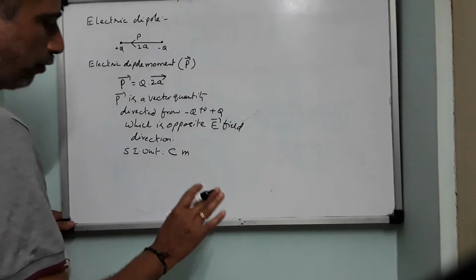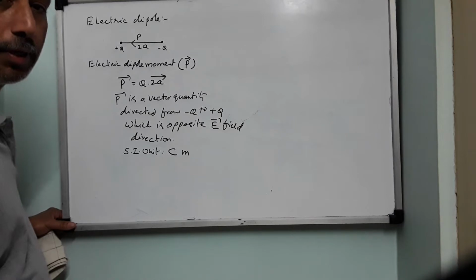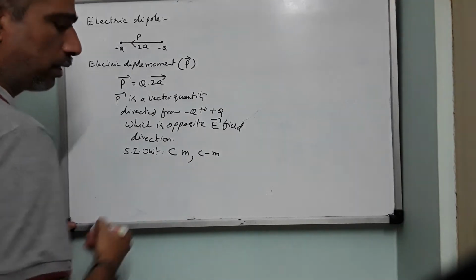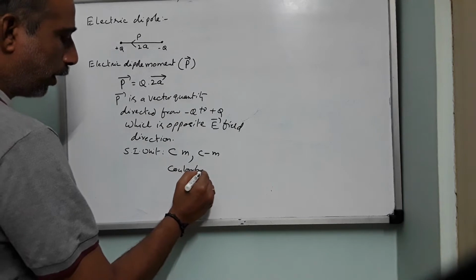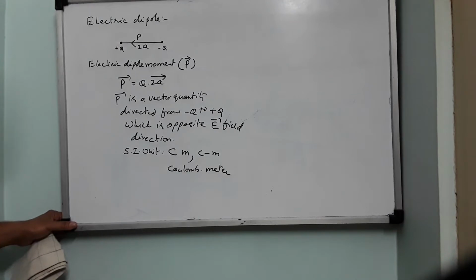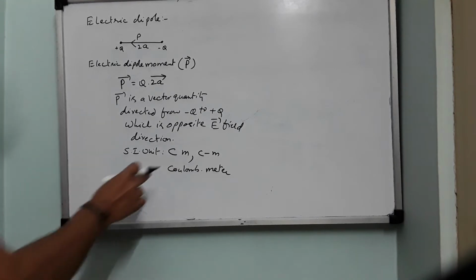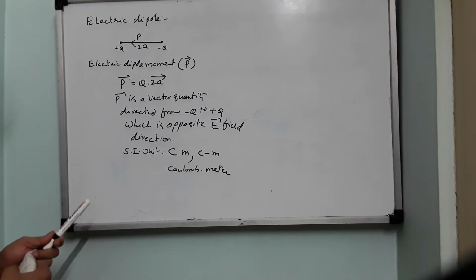If you are not bothered much about the rules and signs of writing units, simply you can write coulomb into meter like this, or you can write it in full, coulomb into meter. Nothing wrong, because we are representing only the unit. Don't bother about the rules of writing the SI unit, because we say that there should not be any punctuation marks while writing the SI unit, but we are using punctuation marks. So don't worry, that is only in class 11th or 12th, no need to bother about all these things.